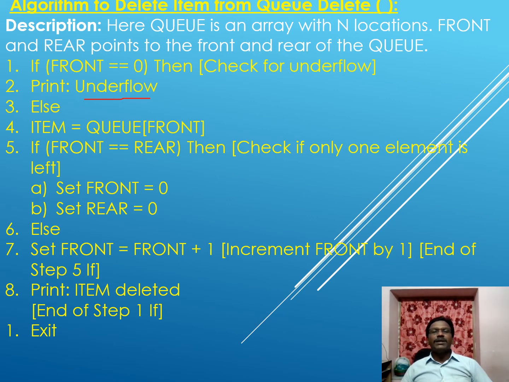Then, if front equals rear, it means the front position and rear position are equal, so simply set front equal to 0 and rear equal to 0. Otherwise, increment the front position. It means one person or one data item is removed, so automatically the next person is the first person. That's why front equals front plus 1, the front value is increased, then the item is deleted. Exit. Okay, this is for the deletion.